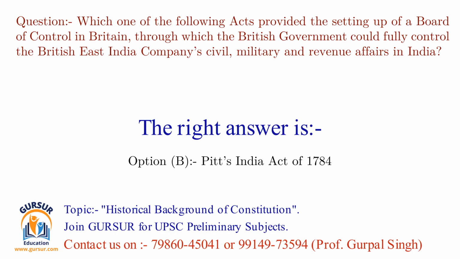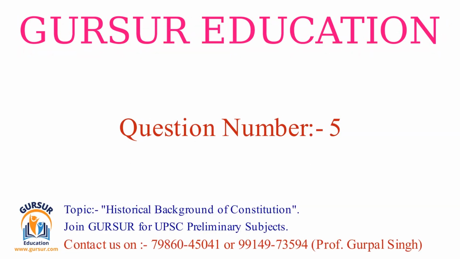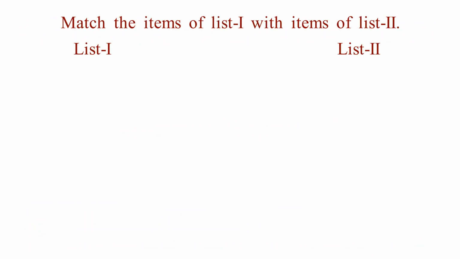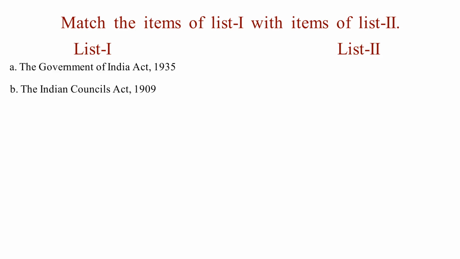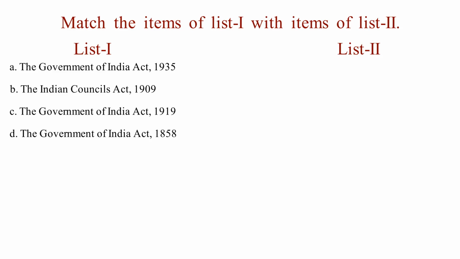So now we move next. The question number 5 is: match the items of list 1 with items of list 2. Let's see which items are available in list 1. Item A is the Government of India Act 1935. Item B is the Indian Councils Act 1909. Item C is the Government of India Act 1919. Item D is the Government of India Act 1858.